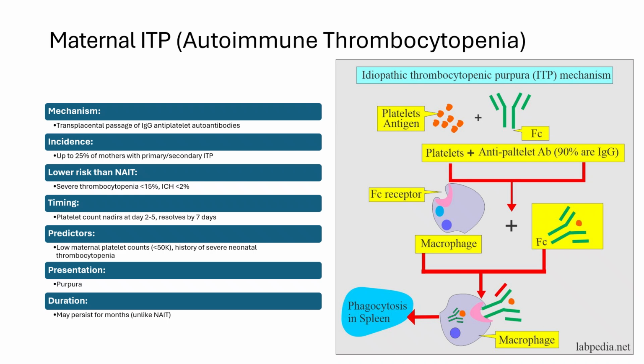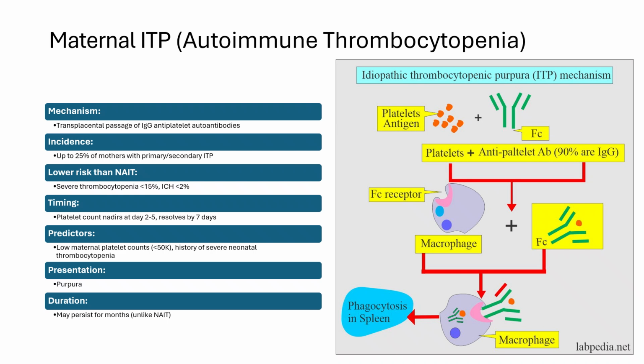Severe thrombocytopenia occurs in less than 15% of affected neonates, and intracranial hemorrhage risk remains below 2%. This reduced severity likely reflects differences in antibody affinity, concentration, or the specific antigens targeted. The timing pattern shows platelet count nadirs occurring between days 2 to 5 after birth, typically resolving by day 7. However, unlike NAIT, which usually resolves within 2 weeks, maternal ITP can persist for weeks to months, requiring long-term monitoring and sometimes repeat IVIG treatments.